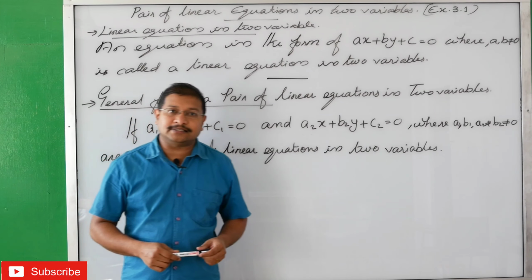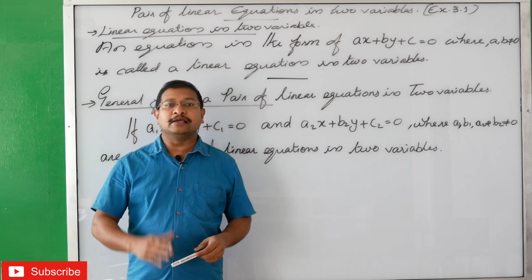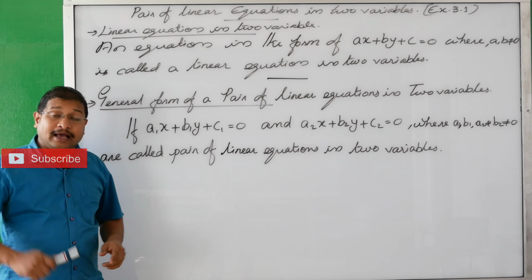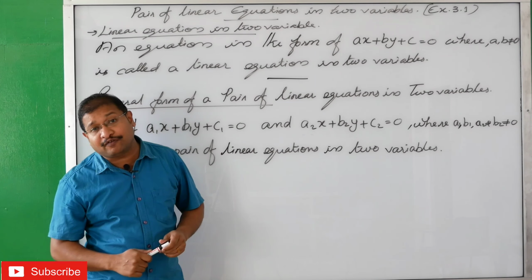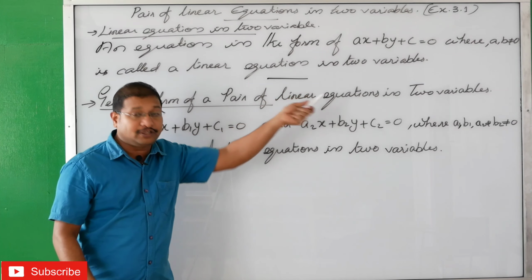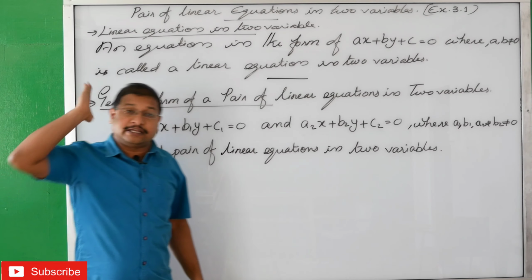Hi students, let's see linear equations in two variables. Let's see what is linear equations first. Ready? So let's see that an equation in the form of ax plus by plus c equal to 0, where a and b not equal to 0, is called linear equations in two variables.